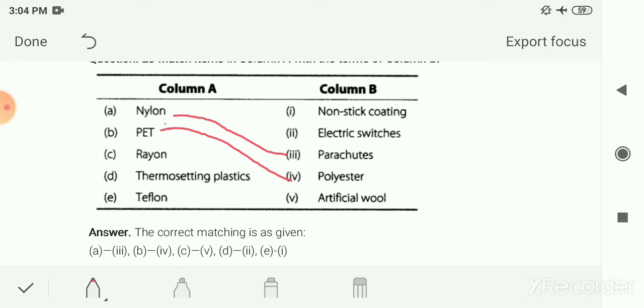Next is rayon. So rayon is also known as artificial silk, so your answer is option number 5. Next is thermosetting plastic. So thermosetting plastic is used to make electric switches, so your answer will be 2nd number. Next is Teflon. So Teflon is used for the non-stick coating of cooking utensils. So with the Teflon, the first number, that is non-stick coating, will come. So here the answer of this matching is also given to you. You can check from here.